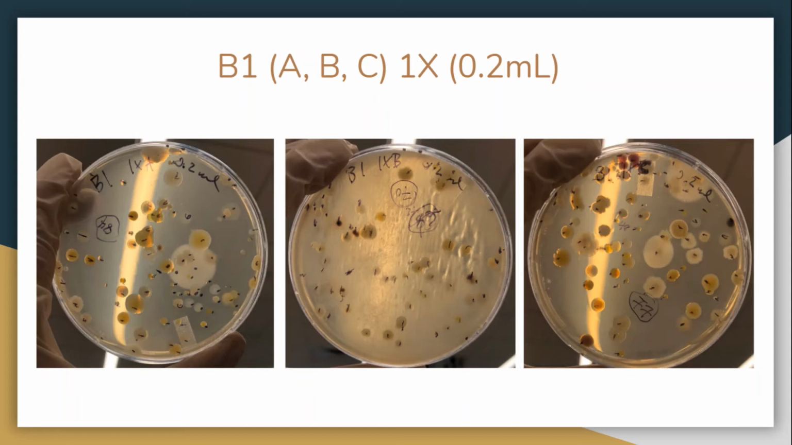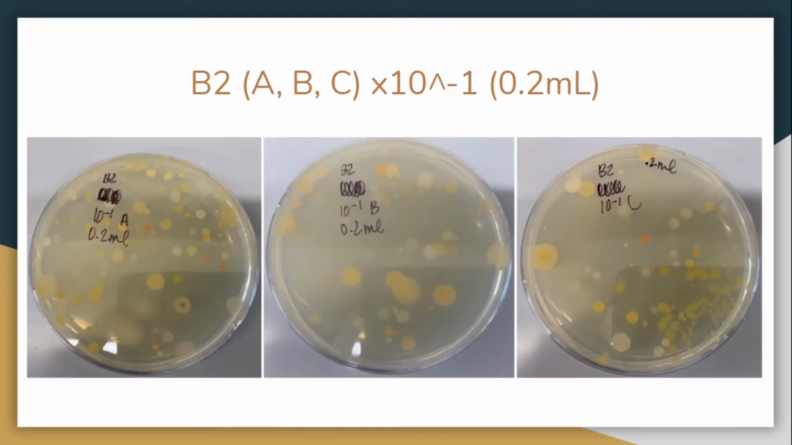The small standard deviation suggests that there is little variability between samples. For sample B2, plates A, B, and C for 10 to the power of -1 dilution showed numerous colonies. Plate A had 98 colonies, plate B produced 67 colonies, plate C produced 164 colonies. Plate C appears to have the highest colonies of all three plates.